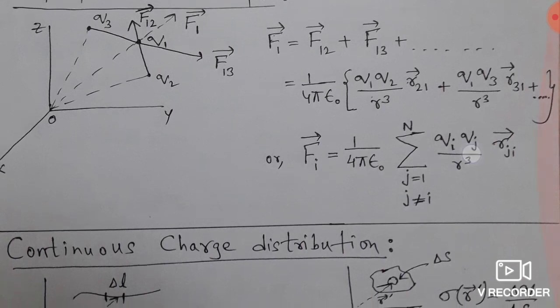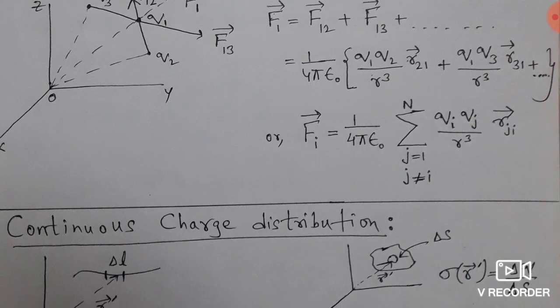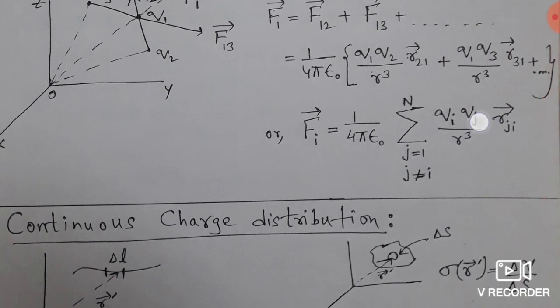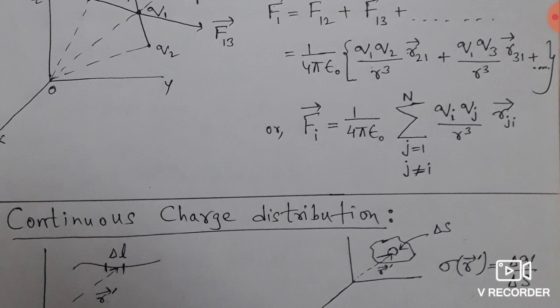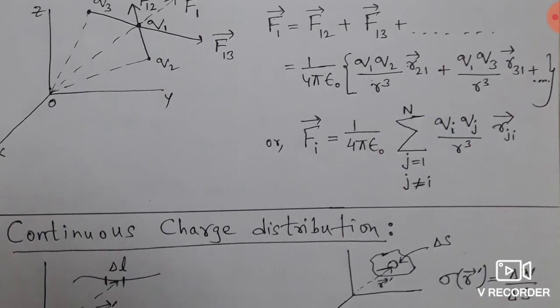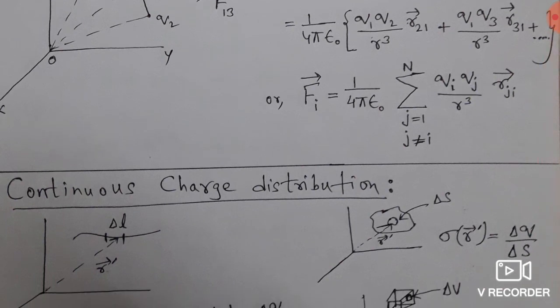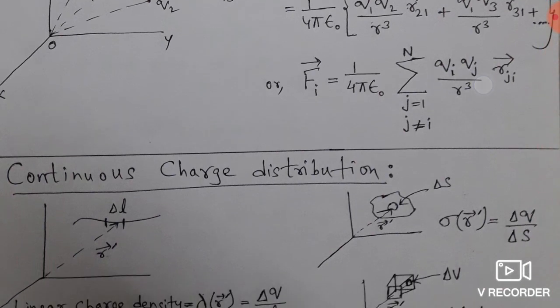Here we can see that we can't write q1 into q1. When i equals j, q1 would be equal to q1, and q2 would be equal to q2, which is not possible. This should always be different. So if it is q1, j will be q2, q3, q4. If it is q2, j will be q1, q3, q4. It will not be q2.